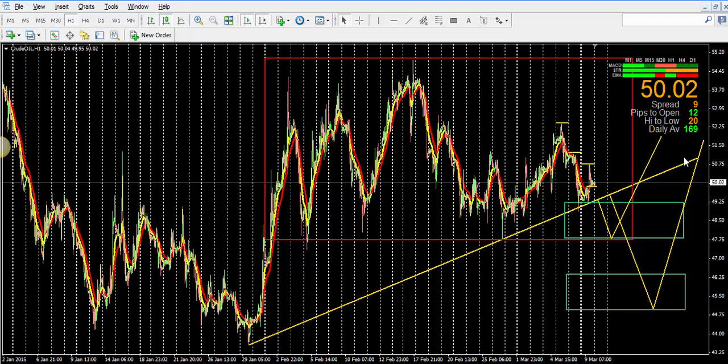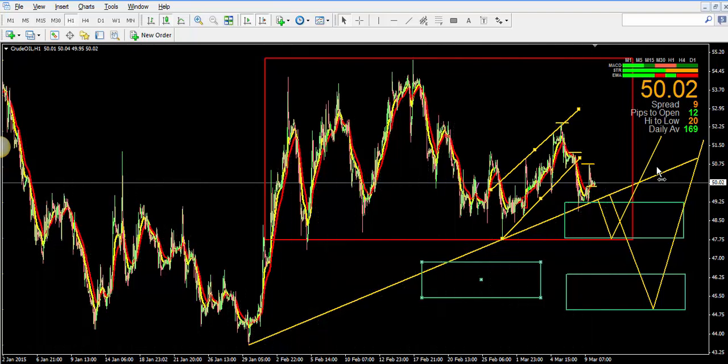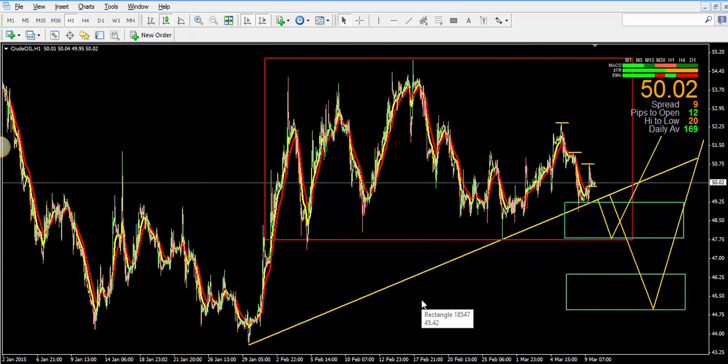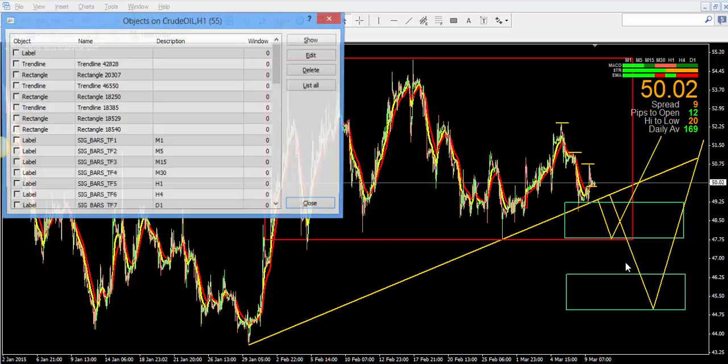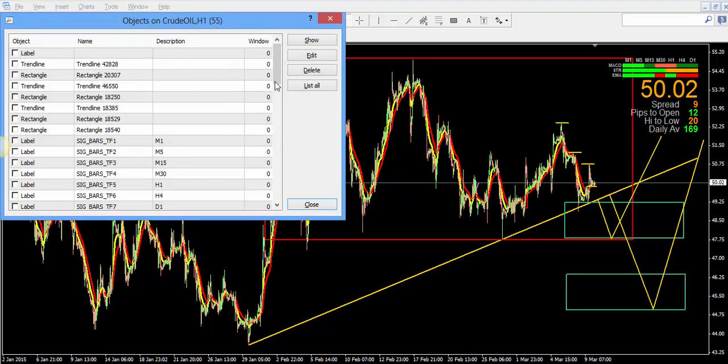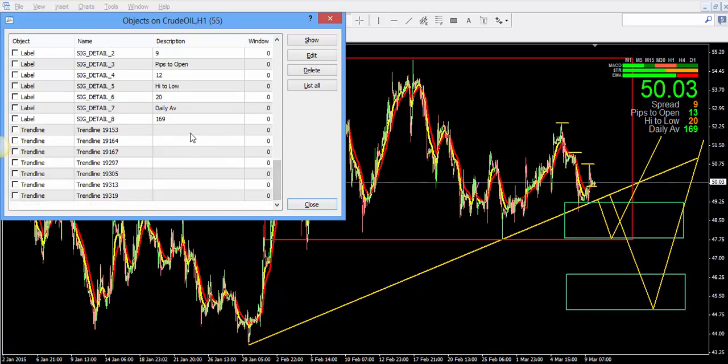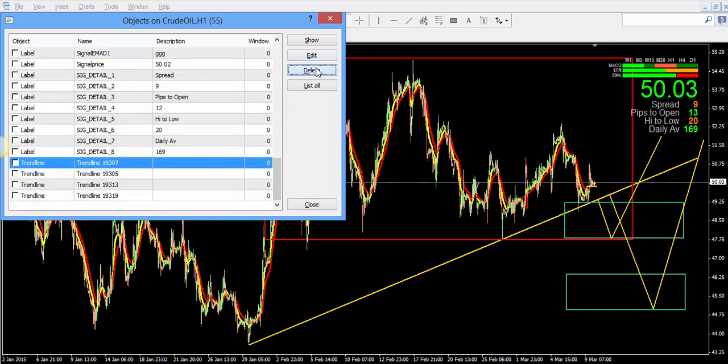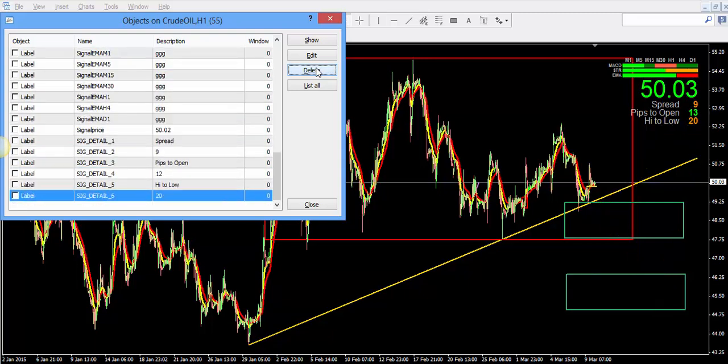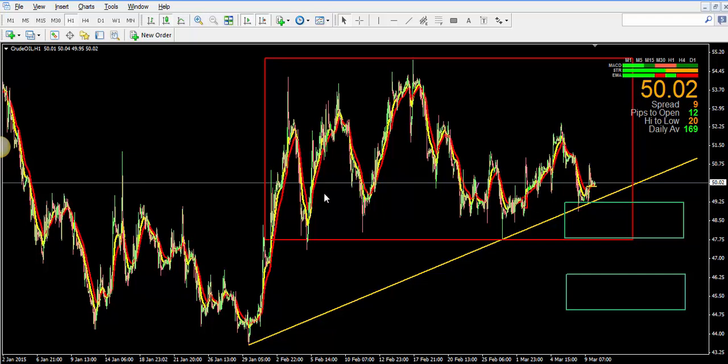And here's another thing that you can do. Let me remove this. So what the hell is this? Now delete, Control B. See the trend lines. Okay, this is the alternate solution.